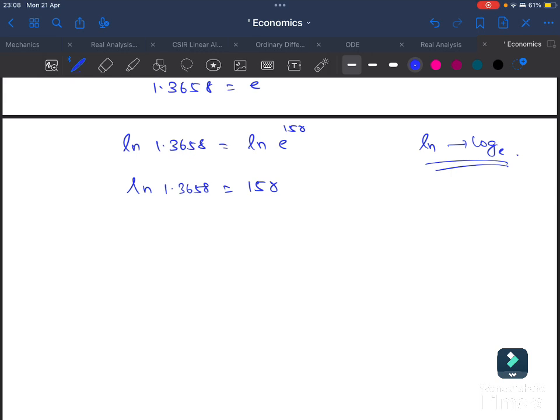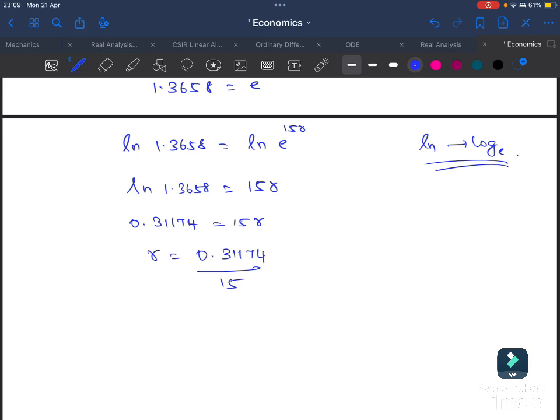Now I need to find ln of 1.3658. Again, it will be in your calculator. Log, it will be in the calculator. So 1.3658 and then ln, you will get 0.31174, which is equal to 15r. So r is equal to 0.31174 divided by 15. Since r and 15 are multiplied, we have to divide it.